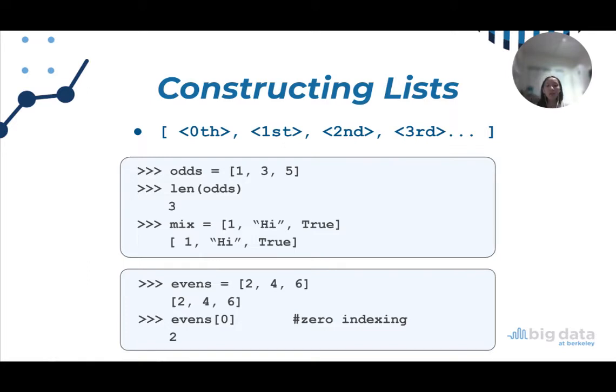As you can see in the evens array, 2, 4, and 6, if we call the 0th position of evens, which is, again, zero indexing is the term for it, we will receive the value of 2. Similarly, if we call evens bracket 1, where we look for the first position, it would return 4.